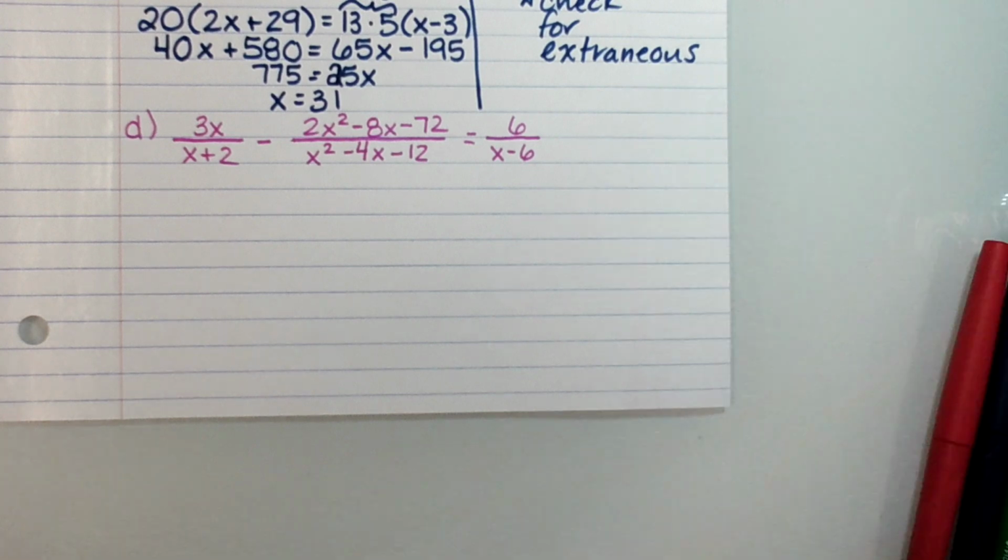Three x over x plus 2 minus 2x squared minus 8x minus 72 over x squared minus 4x minus 12 is equal to 6 over x minus 6.